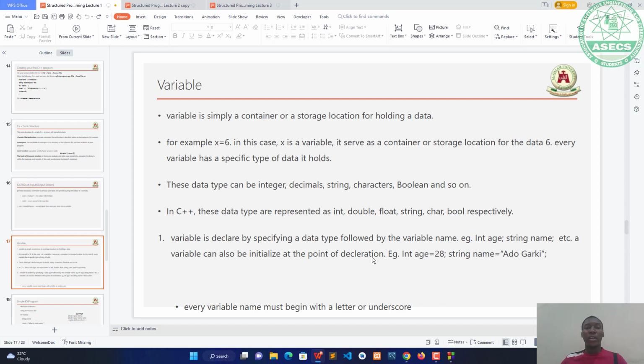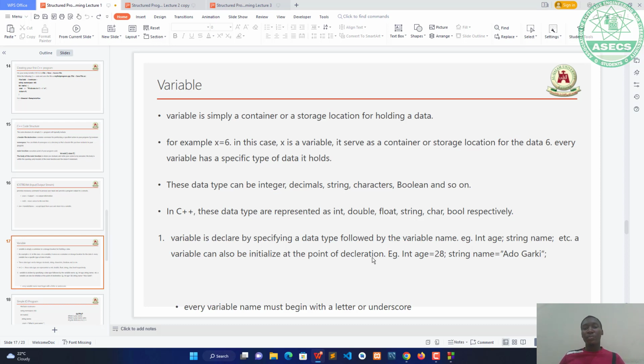Alright, now the next one is variable. Variables are containers or storage locations for holding data, and data is stored in computer memory. So just like in mathematics, when we have x as an unknown variable, at a later time when we get the answer, we assign that value to this x. That's just it.